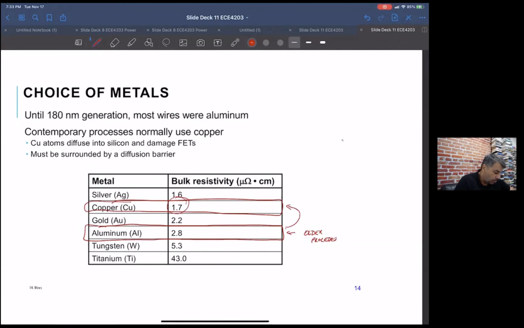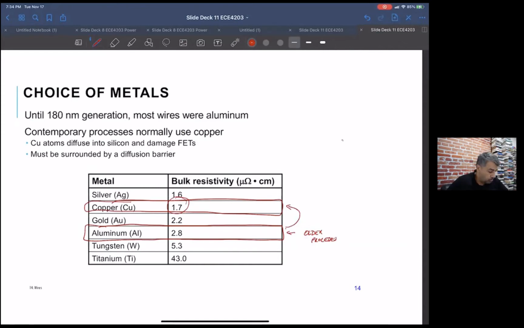Now, one advantage of copper is the resistance is low. So copper, you'll see very often in newer processes, but it has a couple of problems. One of them is that it's corrosive to transistors, and the second thing is it oxidizes. So when you're trying to connect to the chip, it makes things difficult.